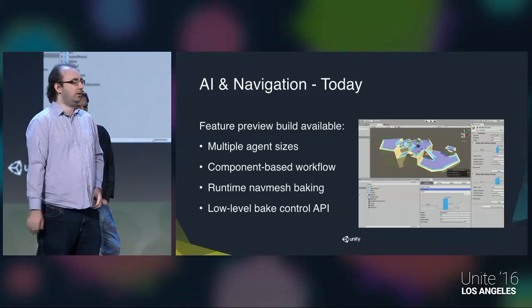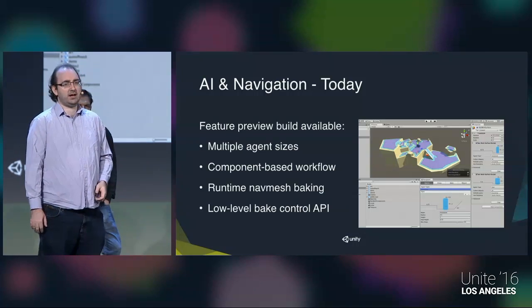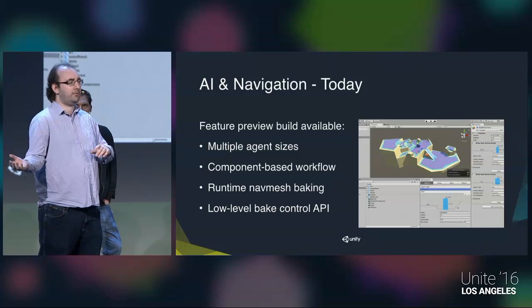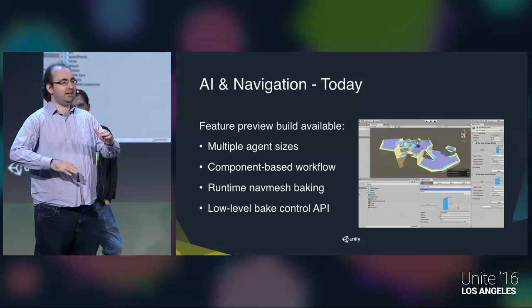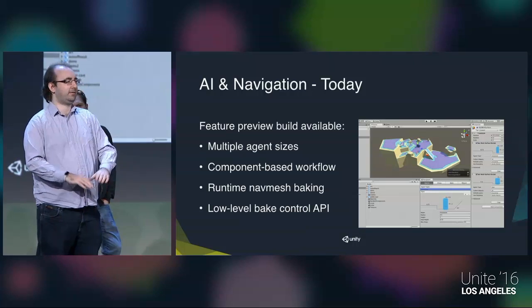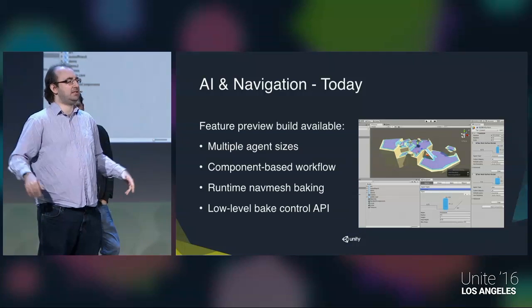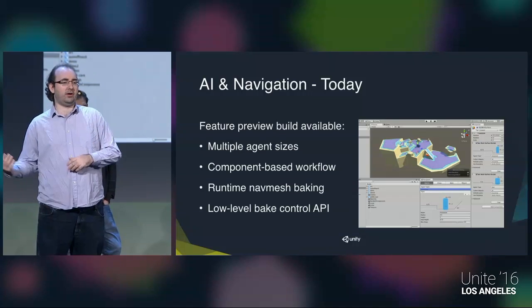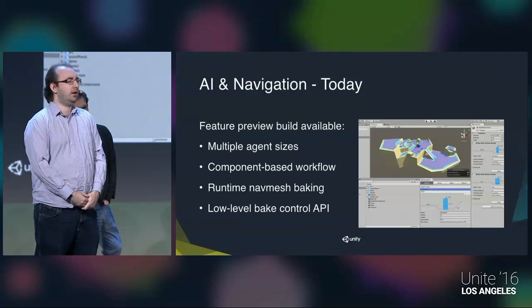rebake that tile. I've also seen demos from the AI team of walking over a massive terrain and just baking the nav mesh as you go, in a sort of 10 tile radius around the player, and just throwing away old tiles, baking new ones as you go around. So you can have a lot of dynamic control over this stuff.